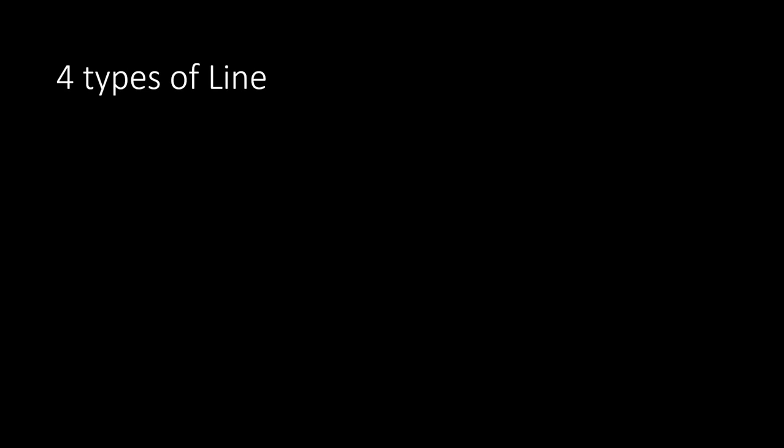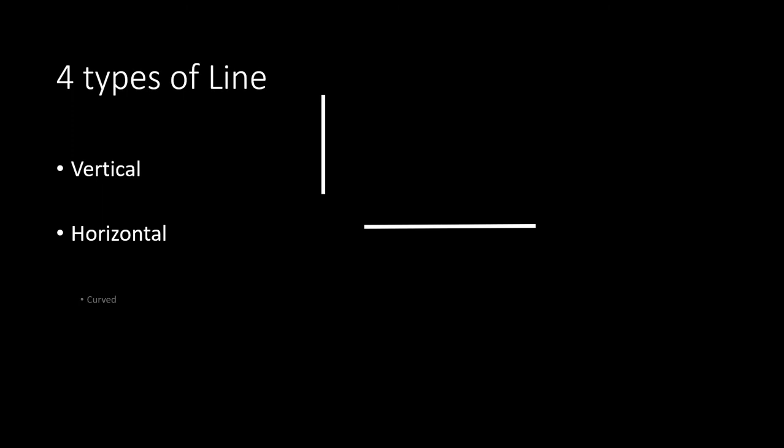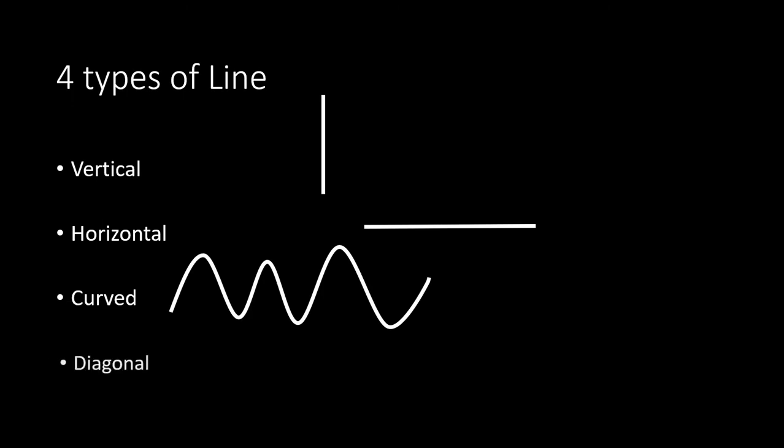There are four types of line. You have your vertical lines, your horizontal lines, your curved lines, and your diagonal lines. And the way you use these in design creates certain feelings and certain looks in design that mean certain things. So we're gonna go through those, and I'm gonna show you what they mean and the kind of feelings they create when you put them in design.